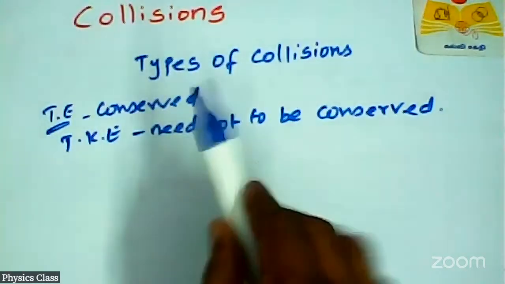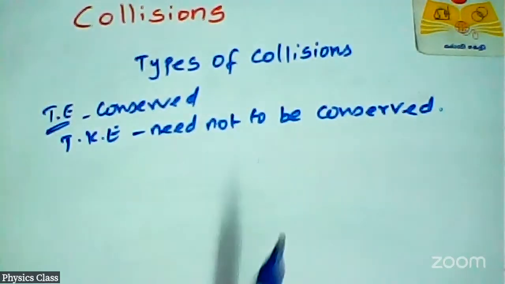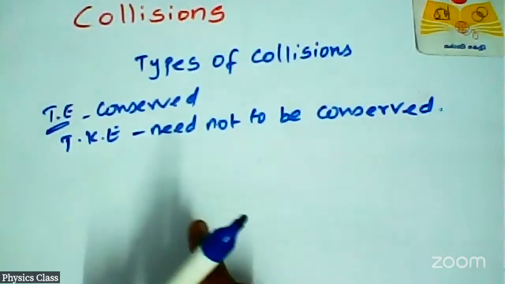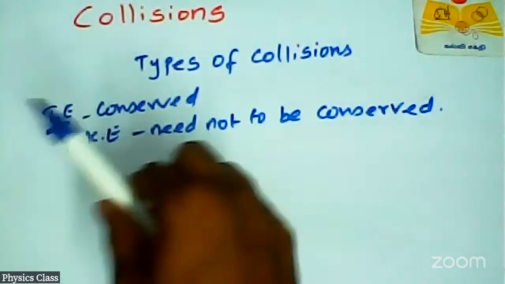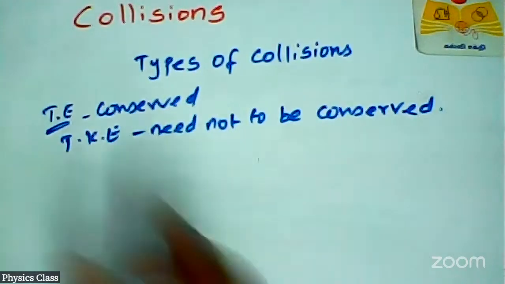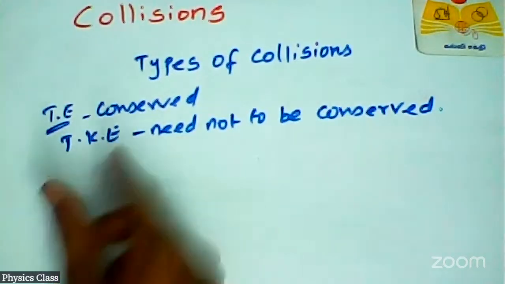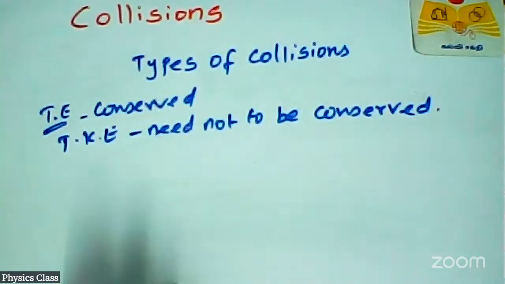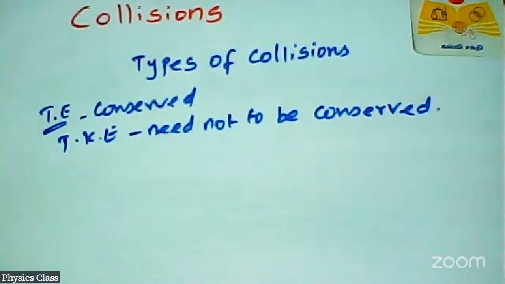You can hear that there is some sound when this object collides with this object. This sound is formed by the kinetic energy of this object. Kinetic energy is converted into sound energy, light energy, and heat energy. That is why the final kinetic energy is less than the initial kinetic energy. Right, so for types of collision, we have two types.